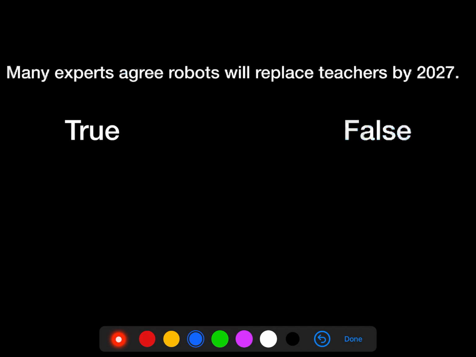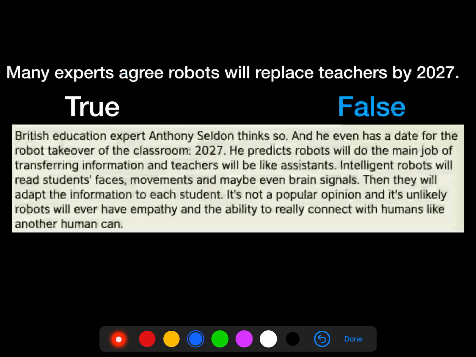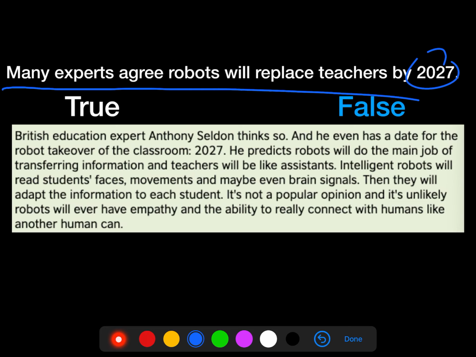Let's move on. Many experts agree robots will replace teachers by 2027. Is this true or false? The answer is false. So why is this false? Whenever you find questions with numbers, it is pretty easy to find the answers, as you look for the sentence with that certain number. So we need to find 2027 in the paragraph. Aha, 2027. Let's look at the sentence with 2027.